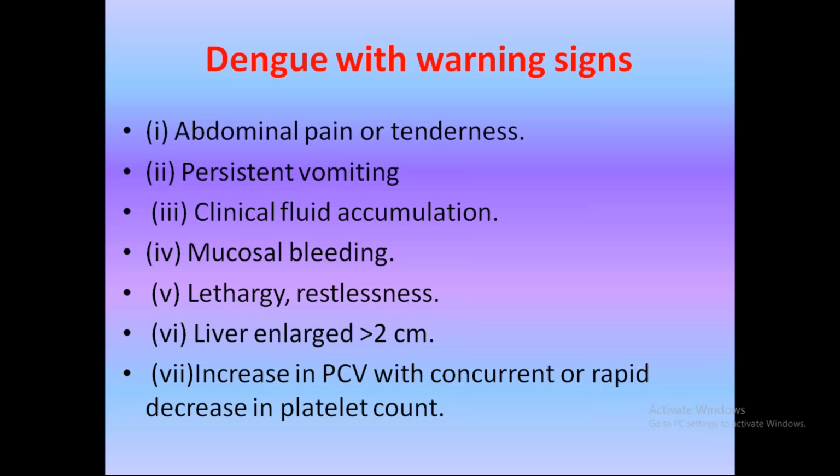So of these 7, any one sign with dengue fever indicates a warning sign. That means the child may go on to severe dengue, that is dengue shock syndrome. So you have to monitor these children very carefully and immediately diagnose and treat the complication, then mortality will be very less. Sometimes they may ask for 4 marks, warning signs in dengue fever.